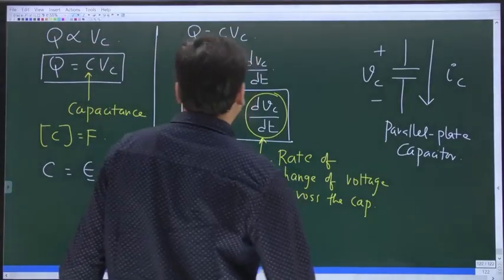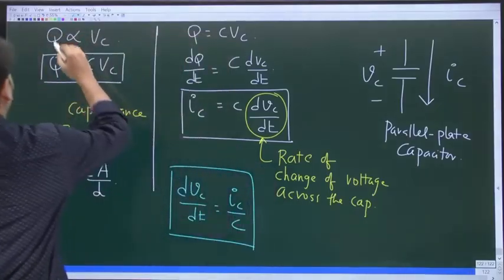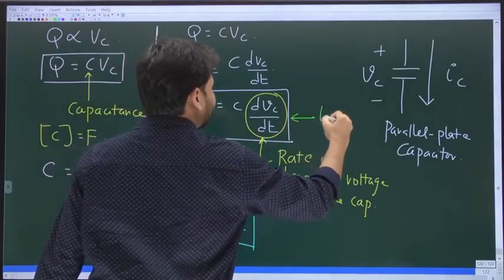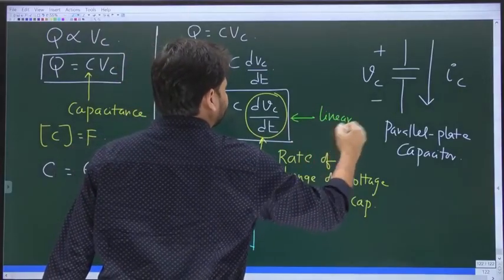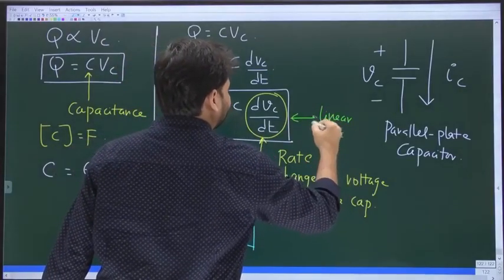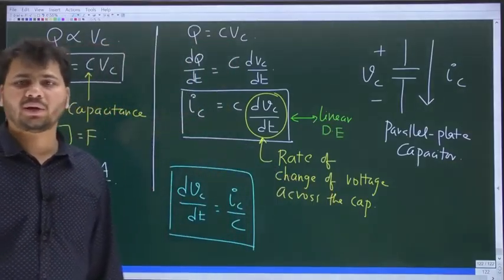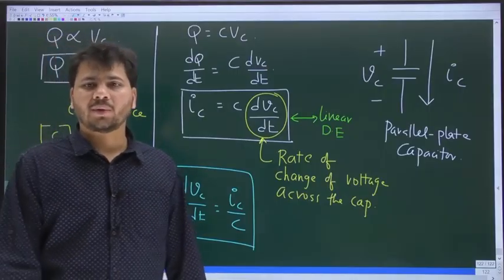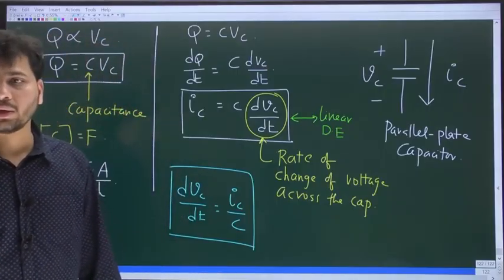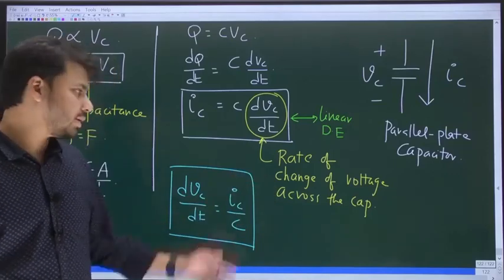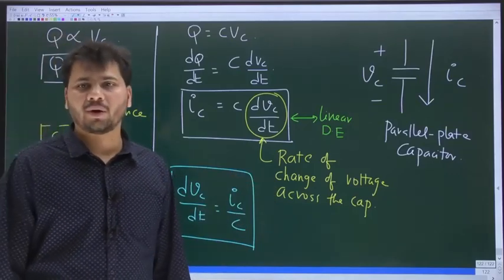Okay, and the reason for that is, this relation, is it not a linear differential equation? IC equal to C dVc by dt. What type of equation is it? It is a linear differential equation. Because it's a linear differential equation, even the capacitor is going to be linear.